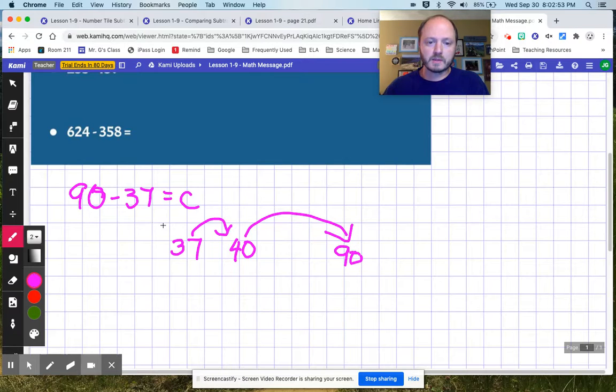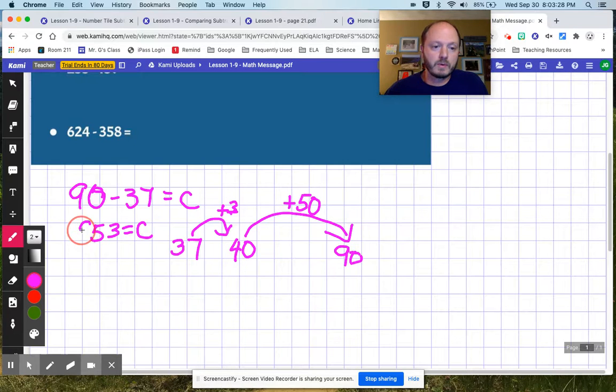So I'm just going to make one more jump up to 90. And that's not so bad. It's just two kind of simple jumps, right? A jump of 3, and then a jump of another 50. And our answer, we can see, would be these two numbers added together, which is 53, is equal to C, right? Which is our answer. And it's not just 53, we want to make sure we're including our dollars, $53, right?